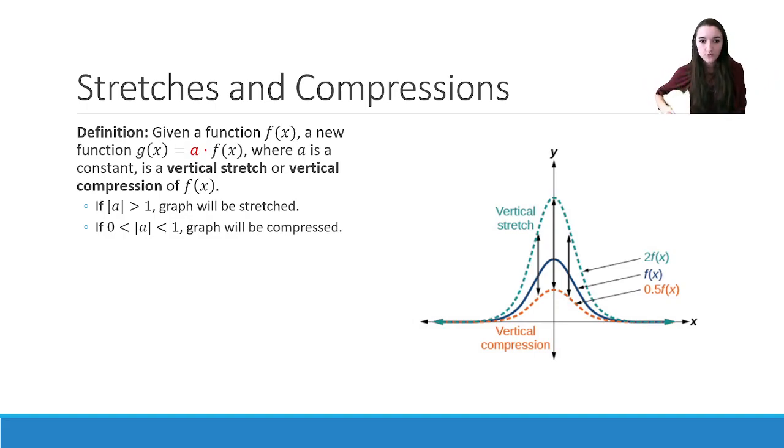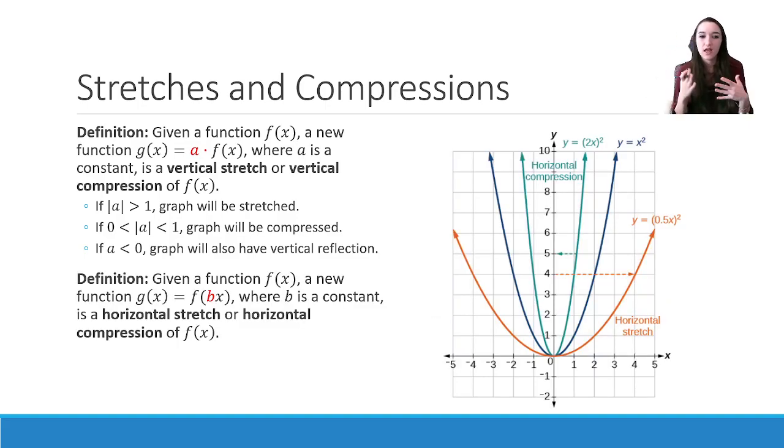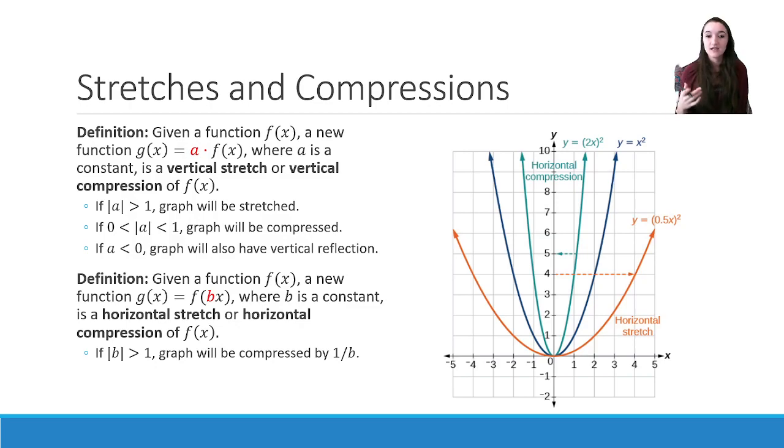But for a horizontal stretch, it's of course going to be slightly different and not necessarily what we want it to be. So if we have b times x being plugged into f of x to get our new function, well then that is a horizontal stretch or horizontal compression. But the difference is that if b is larger than 1, we compress. And if b is less than 1, then we stretch.